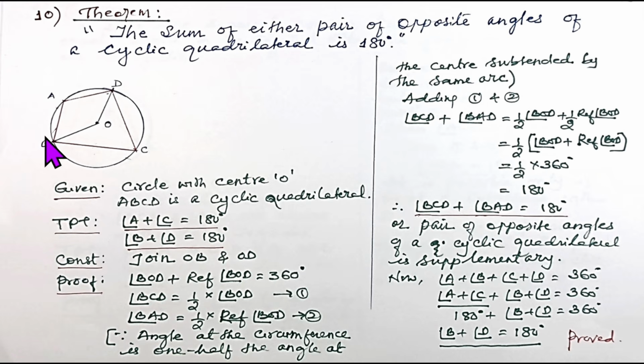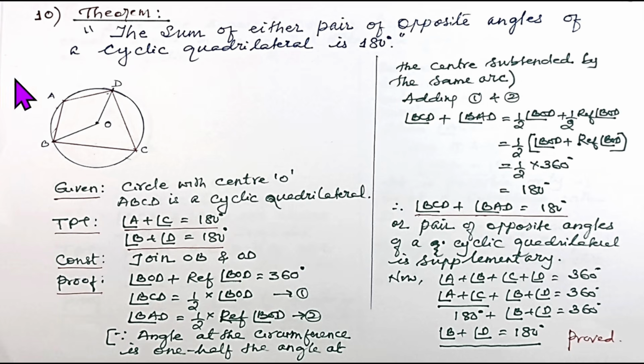And for the same reason, angle BAD is half of reflex angle BOD. Let us call this equation number 2. Now adding 1 and 2, that means adding angle BCD and BAD, we get half of angle BOD plus half of reflex angle BOD, and therefore angle BCD plus angle BAD is equal to 180 degrees. That means we have proved that BCD plus BAD is 180 degrees.